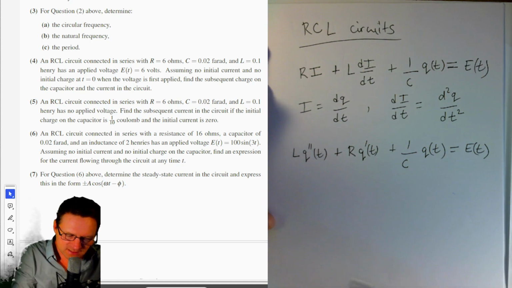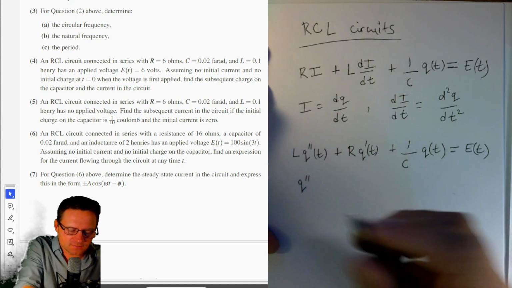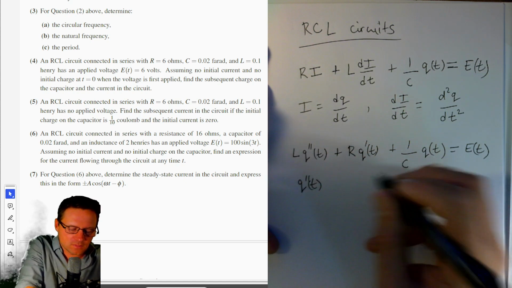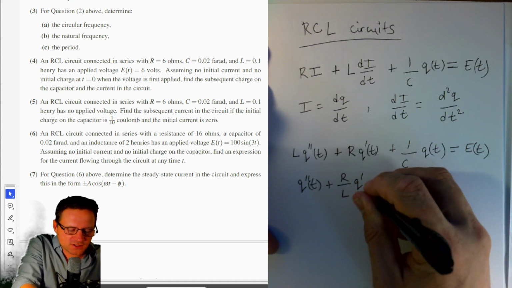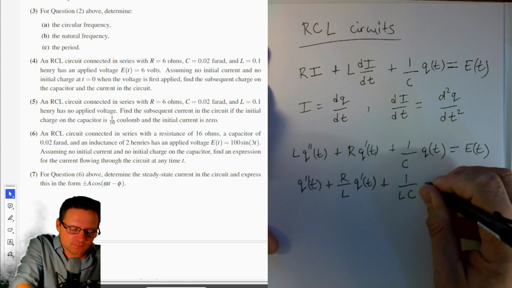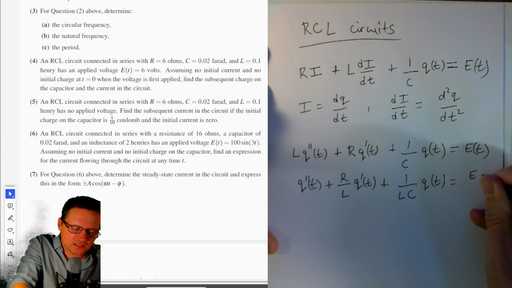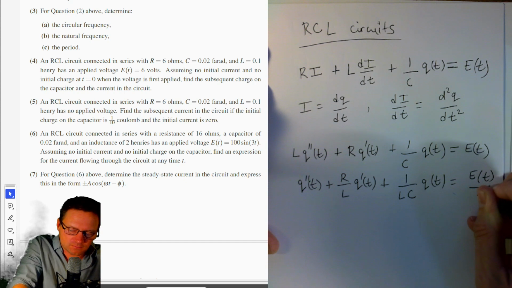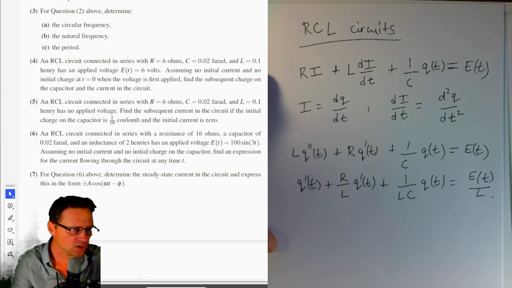Okay, so now let's divide throughout by L. So we have q'' plus R/L q' plus 1/(LC) q(t) is equal to E(t)/L. Okay, and so this will be the main equation that we'll work with here.